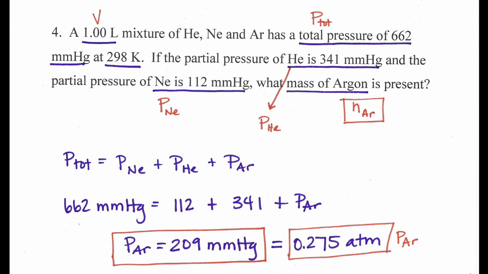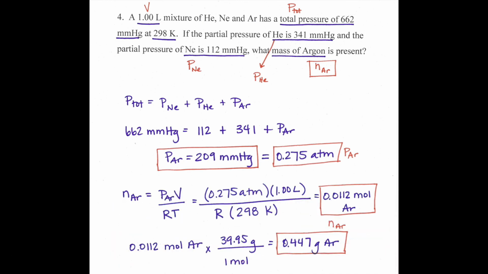We need our pressure to be in units of atmospheres in order to use it in the ideal gas law, but our pressures are additive no matter which units we're using. So that when I convert my partial pressure of argon to atmospheres, I get 0.275 atmospheres. So now that we know the partial pressure of argon, we can use that in order to solve for the moles of argon using the ideal gas law.